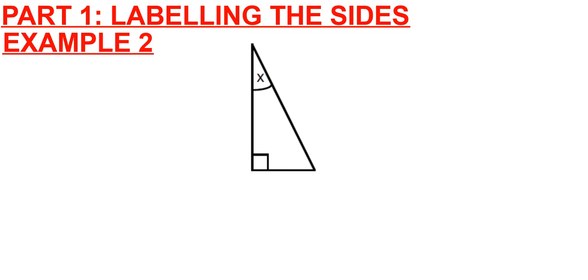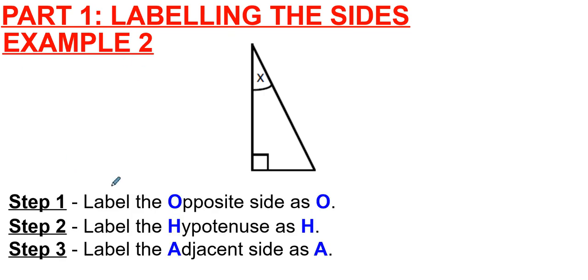So, example two. Let's see if we can do this one. Step one, label the opposite as O. Step two, label the longest side as H. Step three, label the adjacent as A. So opposite to the angle is literally going to be called the opposite side, O. The longest side, which is this slanted one here, is H. The other one's got to be, therefore, A, because it's the only one left without a label on it. So we've got O, H, and A.